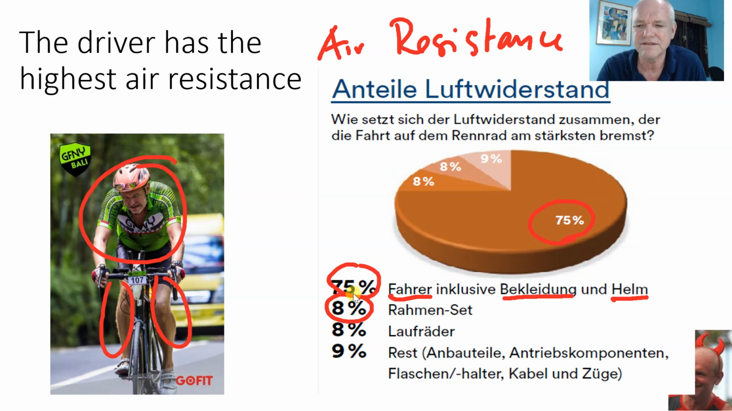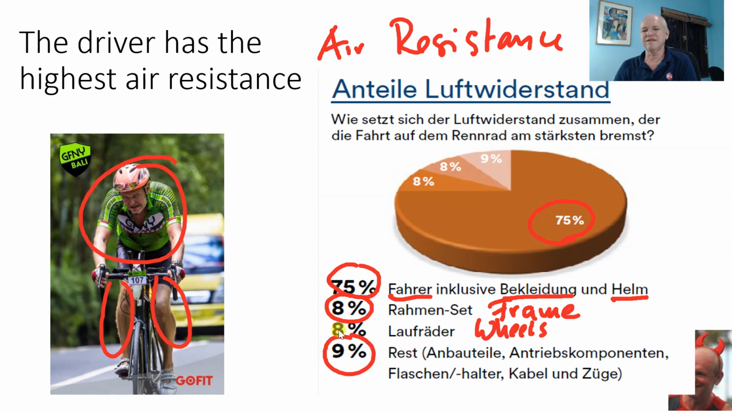Only 8% is the frame. So you remember the aero bike before for 5,000, and 8% are the wheels. And then we have 9%, and that is for everything else on the bike, and we will discuss it later. So it could be, for example, these cables, and then the bottle and things like that. So that is the rest. So we see we have to look first to ourselves.